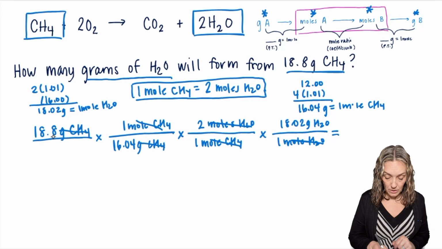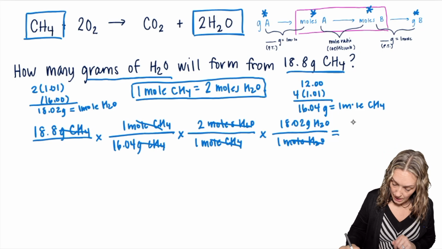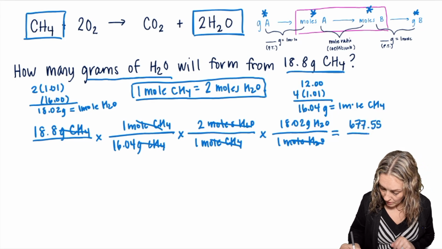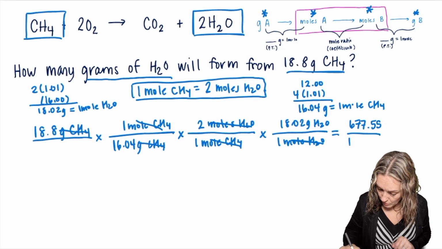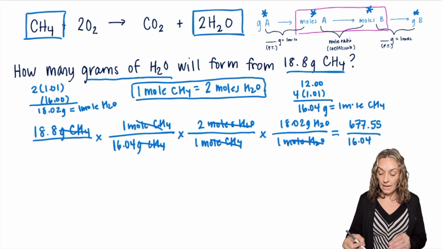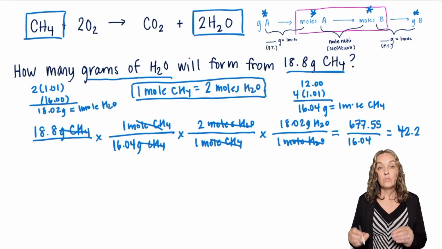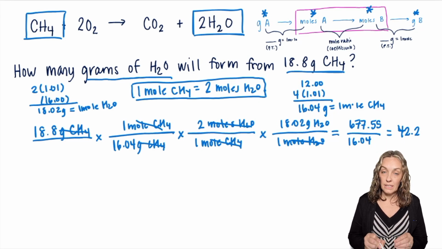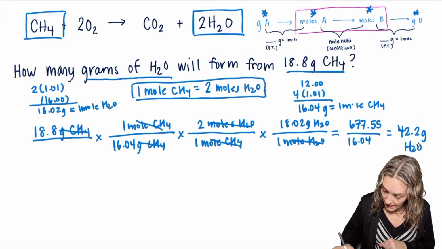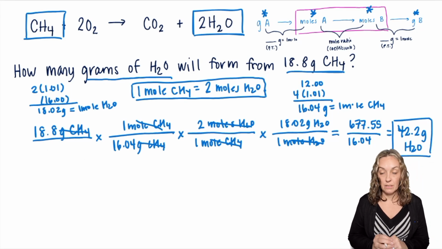When I multiply all the way across the top, 18.8 times 1 times 2 times 18.02, I get 677.55. Then I'm going to multiply across the bottom, 16.04 times 1 gives me 16.04. Now I'm going to divide the top by the bottom. When I divide, I end up with 42.2. Don't forget that you need to put a unit and a substance on this. I know that the unit is grams of water because that is the only unit and substance that did not cancel out in my entire problem.